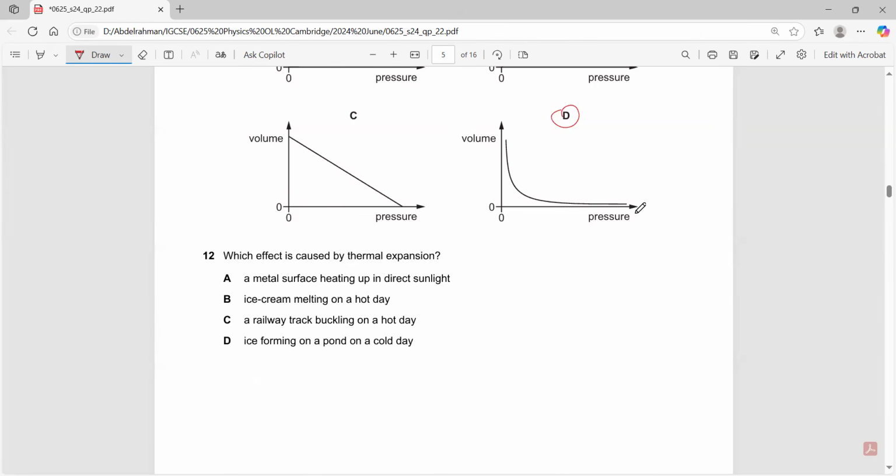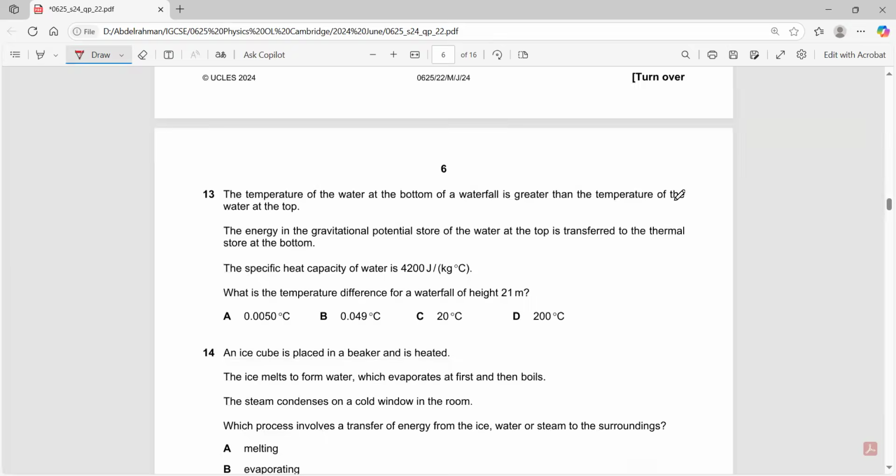Which effect is caused by thermal expansion? A metal surface heating up. Is this no? Ice cream melting. Is this caused by it? It melts. It doesn't have to do with thermal expansion. Railway buckling. Yes, the buckling of the railway tracks.